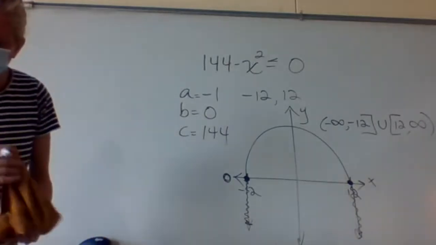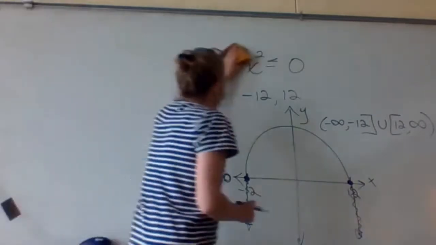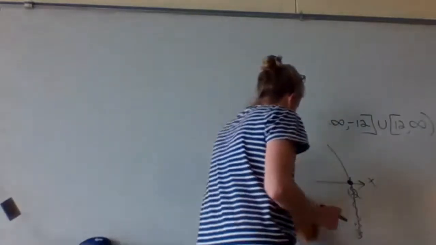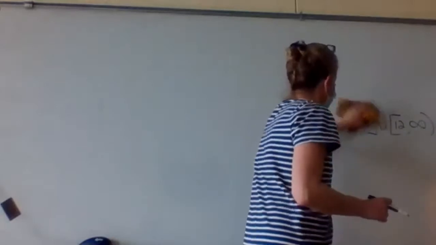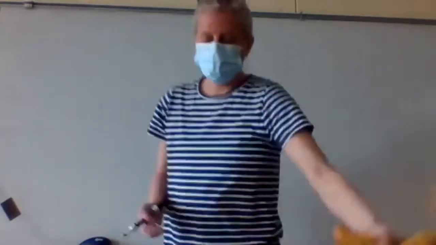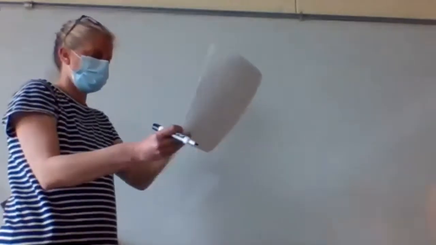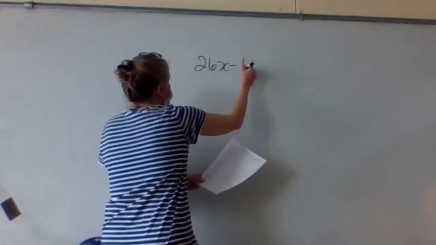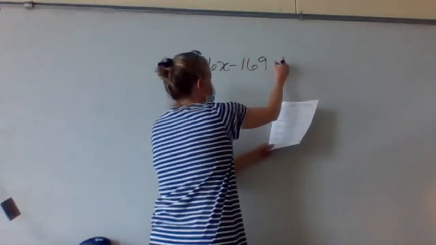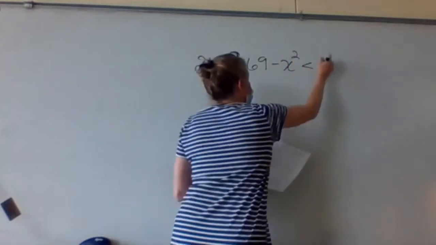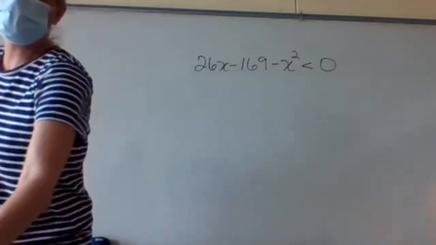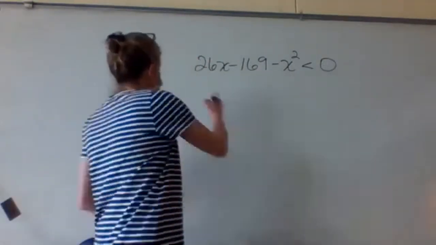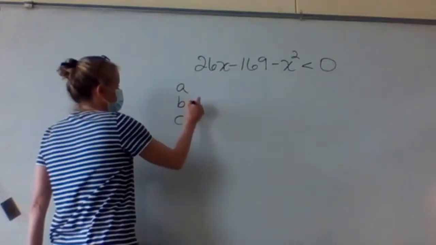All right, number 6. x minus 169 minus x squared is less than 0. So again, it's already set equal to 0 for us. So let's type in our A, B, and C in the quad.